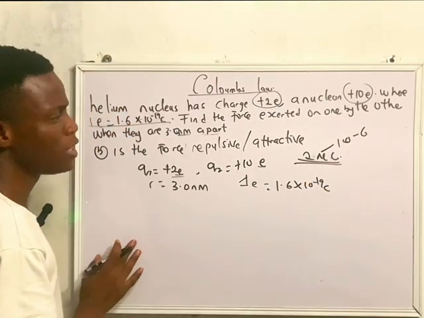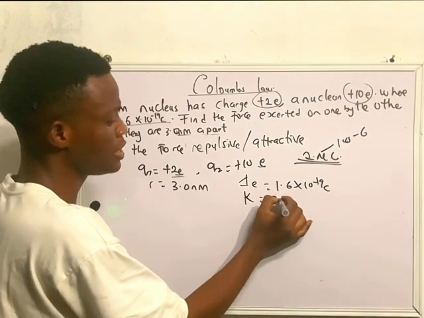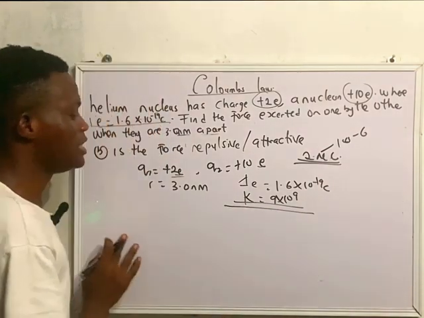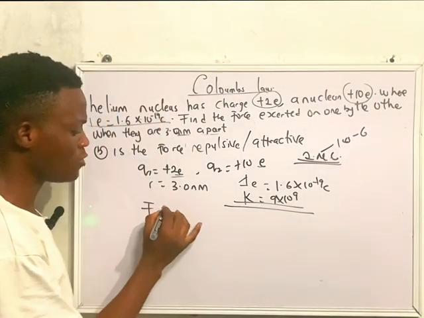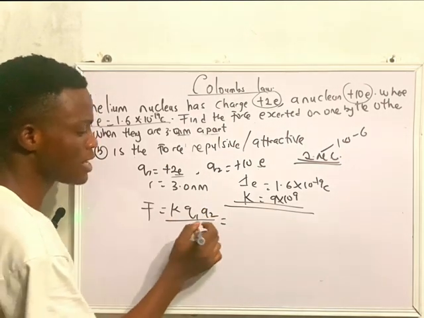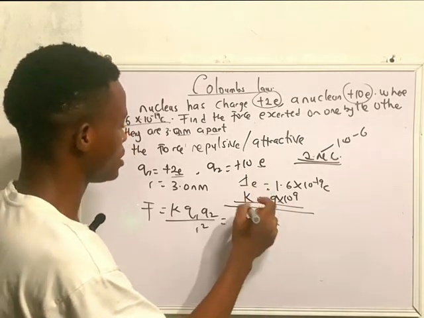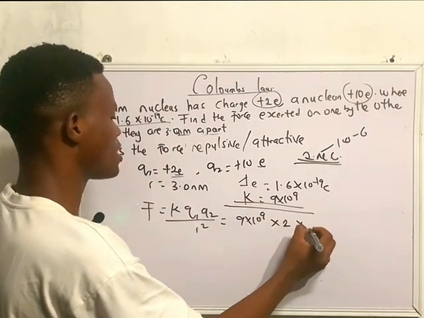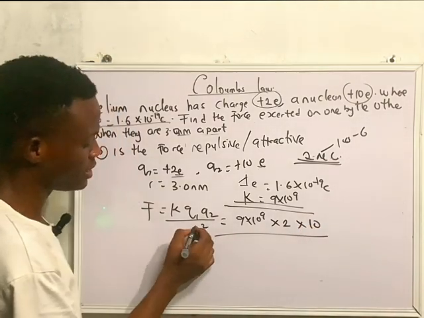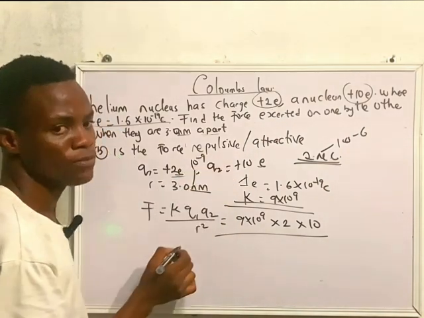I told you already that our constant K is 9 times 10 to the 9. Now what is our formula? Our formula is F equals KQ1Q2 over R squared. What is our K, everybody? 9 times 10 to the 9. What's our Q1? Our Q1 is 2. Our Q2 is also 10, over what's our distance R? This one is given in nano, which is 10 to the power minus 9.